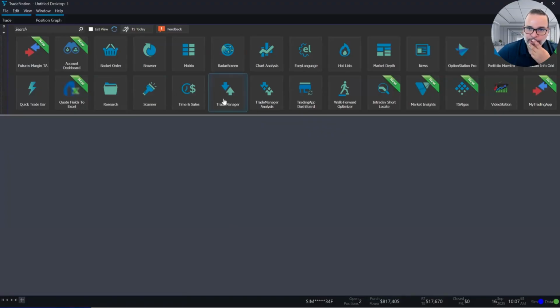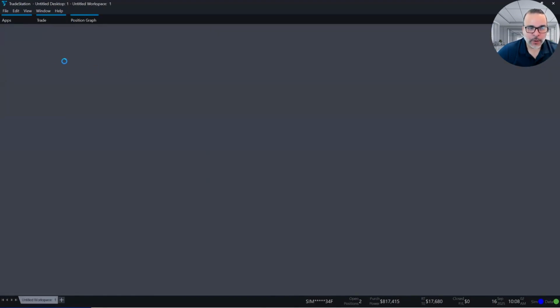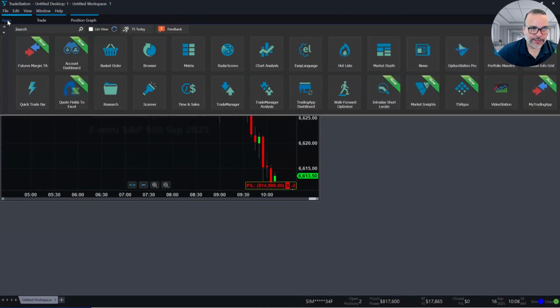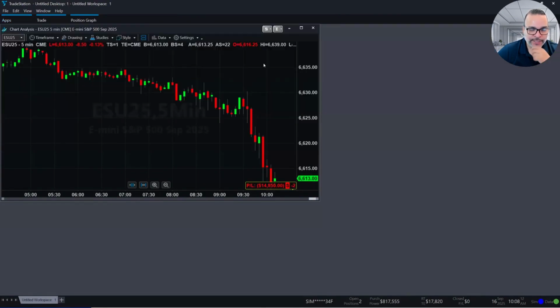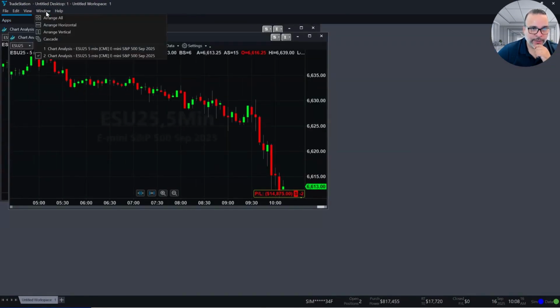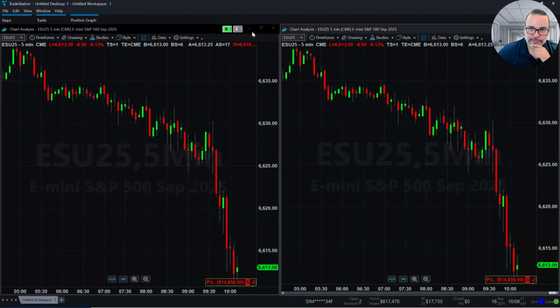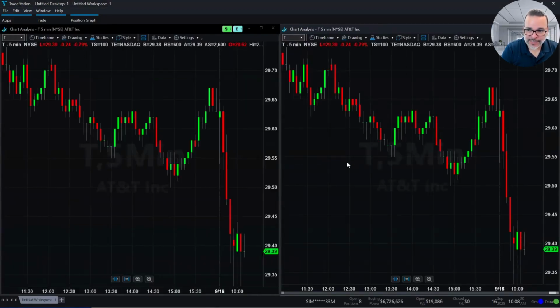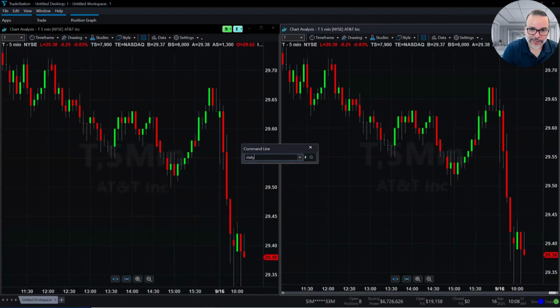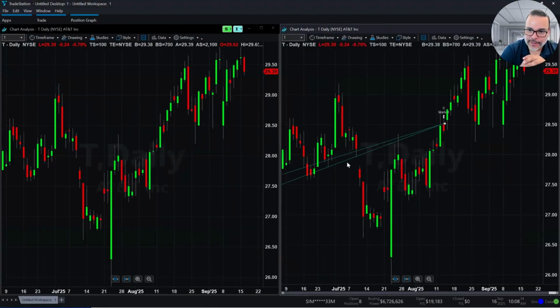I am going to open up a chart analysis window. Here it is. In fact, I'm going to open up two chart analysis windows. So apps, chart analysis. I'll go to window and arrange it vertically, so I have the charts side by side. I'm going to link these two windows by symbol and also by interval. I'm going to change the symbol here to, I'm not sure what, let's go ahead and go to Tesla and change the time frame to daily. Okay, so these are daily charts of Tesla.